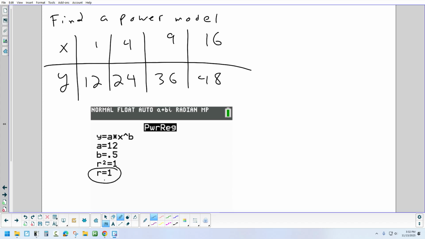Mine didn't come up with having the R squared and the R. Yeah, that's okay. The R is there to tell you how good of a model it is, but unless you turn that on, it won't show up. Is it 12x to the 1/2 or 0.5? 12x to the 1/2, and don't forget your y equals. That's the equation that represents that data. 12x to the 1/2. Okay, any questions on how to get that?